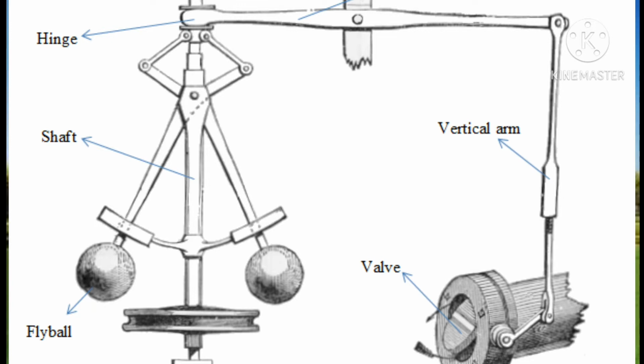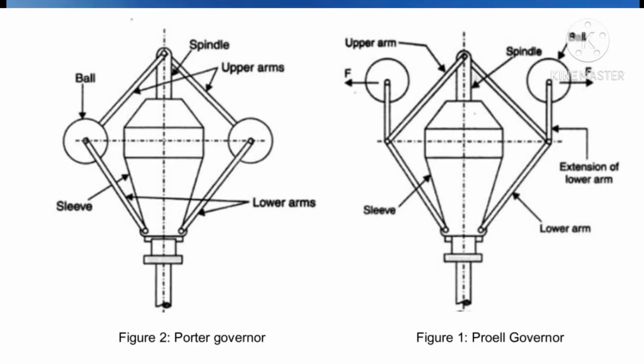And here you can see a governor is a device that automatically maintains the rotary speed of an engine. In this practical we are going to use 3 different types of governors to check the experimental and theoretical values, right? Here you can see there are 2 different types of governors, the Porter governor and the Proell governor, right?